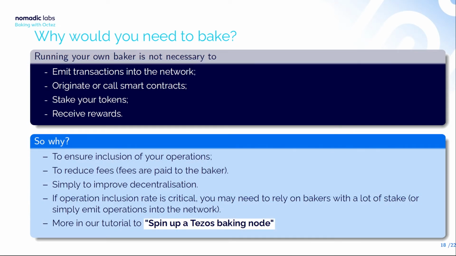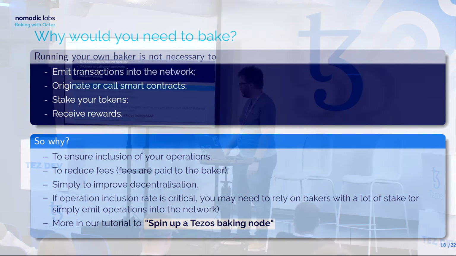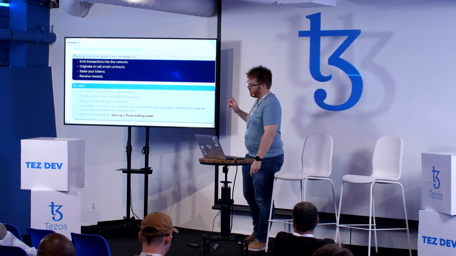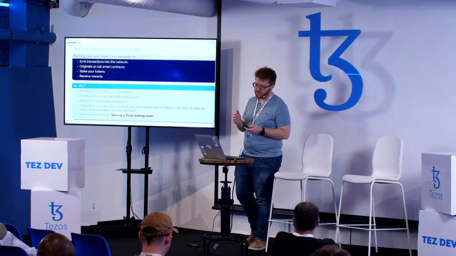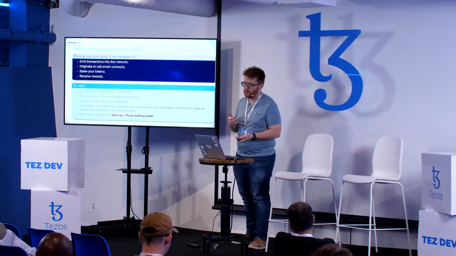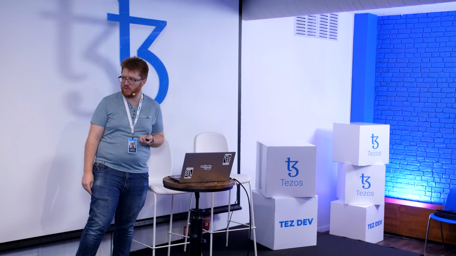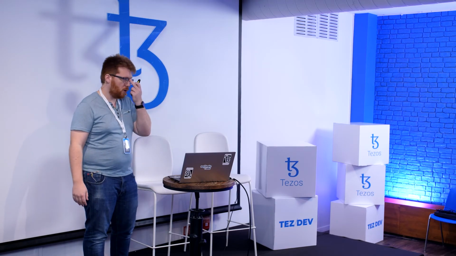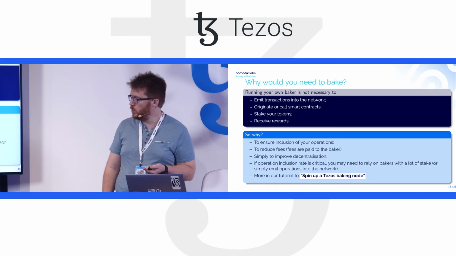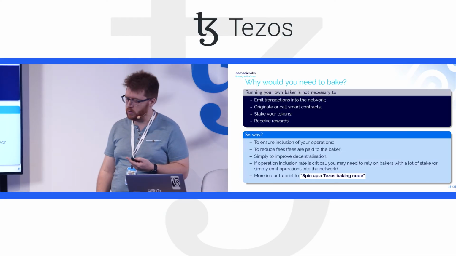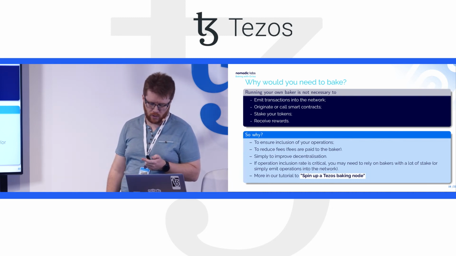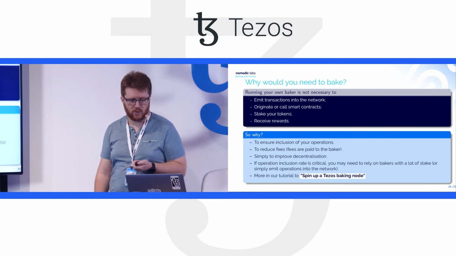Again, it's very important to improve the decentralization and the health of the network to have many bakers, so we encourage you to run your own baker. That said, if operation inclusion rate is critical for you, having your own baker may be an issue because you may need a lot of stake to make sure that you will bake blocks very frequently. So if inclusion rate is critical, you will probably prefer to emit operations in the network directly. If you want more information and to check how to run your own baker, we have a very recent tutorial about that.